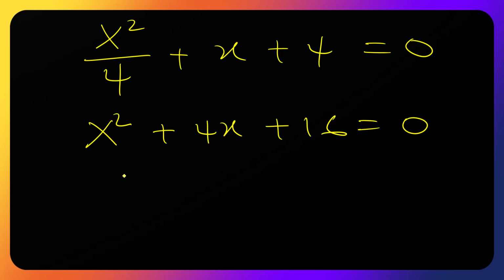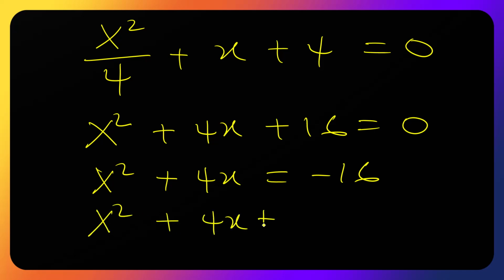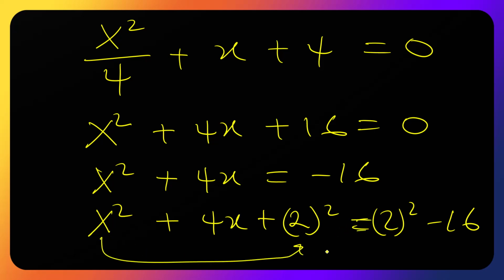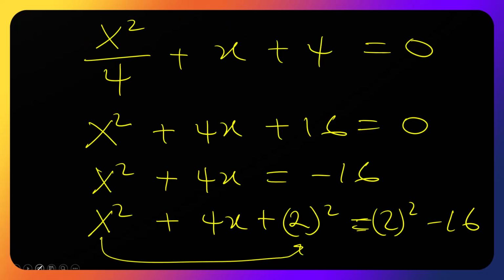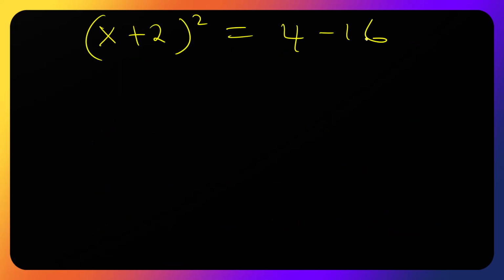That's that. Now let's complete the square of this. x squared plus 4x equals minus 16. So let's take half of the coefficient of x, that will be 2. And then we square the result and add to both sides of the equation. Plus 2 squared minus 16. So we have (x plus 2) all squared, then we have 4 minus 16. So this side will be minus 12.